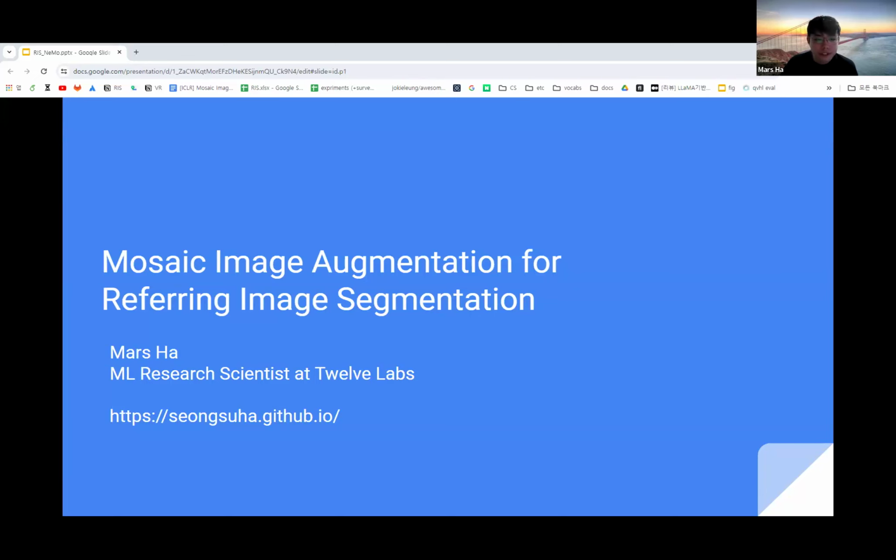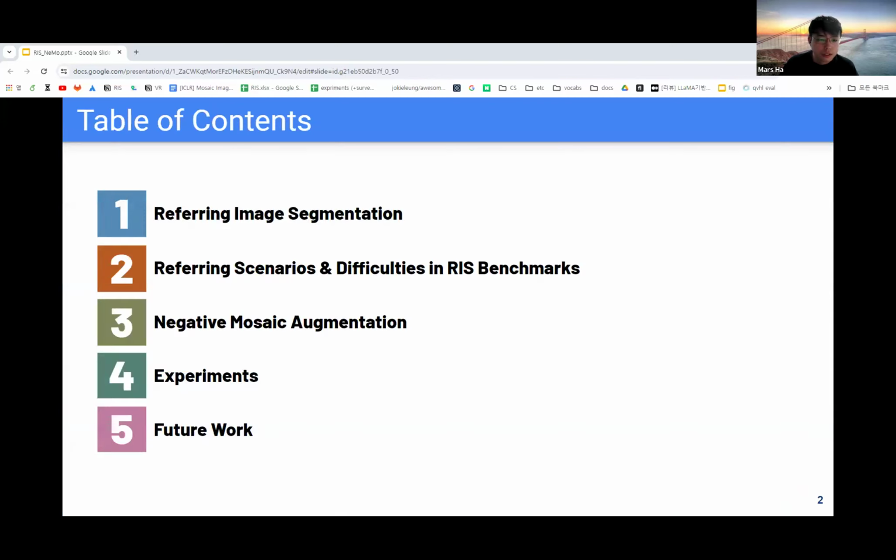Hi guys, I'm Mazhar. I'm a research scientist at 12 Labs. Today, I'll be presenting one of the works I did during graduate school for my master's thesis, which is Mosaic Image Augmentation for Referring Image Segmentation. So this is the list of contents for my presentation.